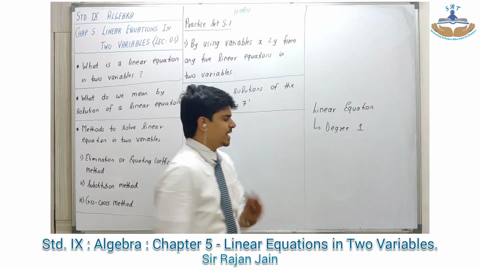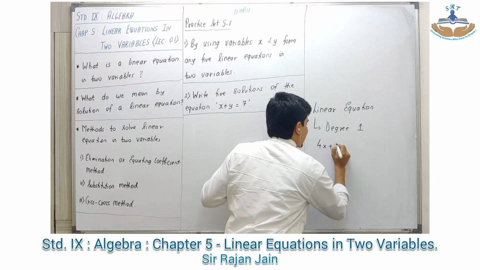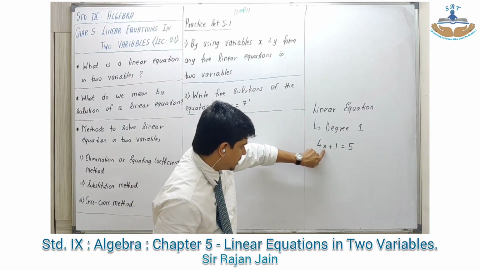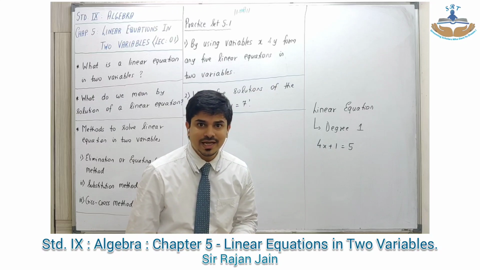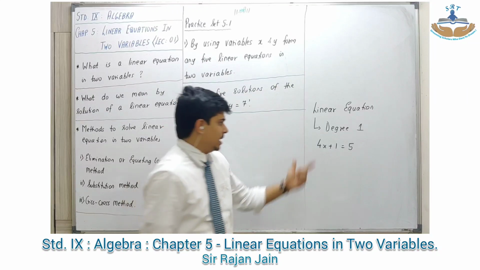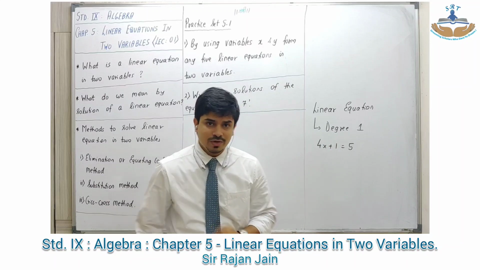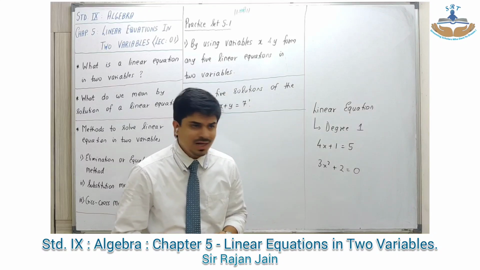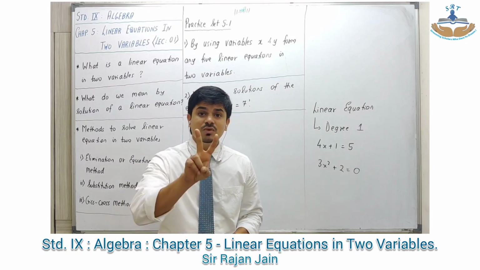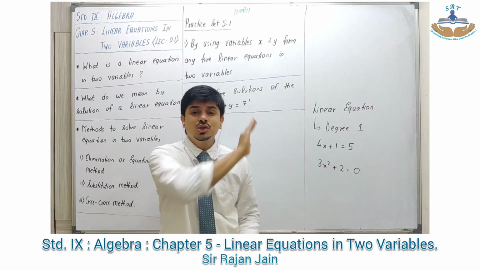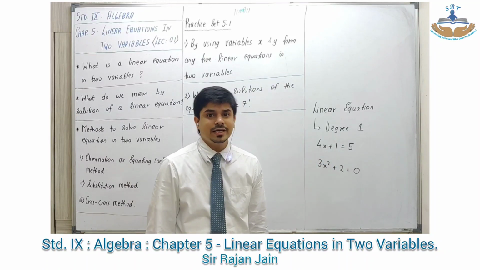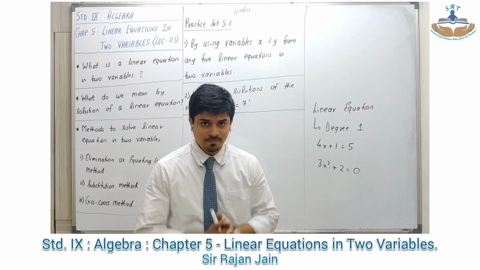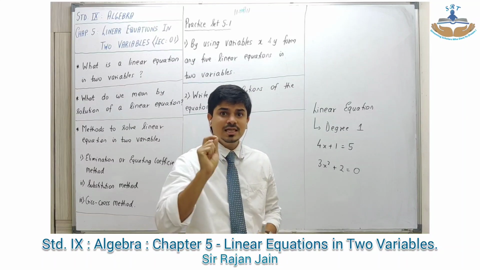a linear equation. For example, let's say 4x plus 1 equal to 5. ये मेरा equation है. What is the degree of the variable over here? Variable x है, x के ऊपर there is no index written over here, so you say that the degree is 1. So this is an example of linear equation. Suppose I give you one more example, 3x square plus 2 equal to 0. Now what is the degree of this equation? Degree of this equation is 2, and this equation is not a linear equation. This will be called a quadratic equation. Same way, if the degree is 3, we will call it a cubic equation. In this chapter we are going to talk about only linear equations.